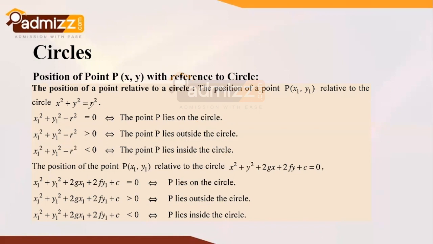So based on this, we can come to the conclusion of the position of a point with reference to a circle. Now, if the equation of circle is of this particular format, that is the general equation, we are going to take similar steps over here: if the simplification is 0, then it lies on the circle. If the simplification is greater than 0, it lies outside the circle. And if the simplification is less than 0, it lies inside the circle. So these are a few of the fundamentals which we need to look at, wherein the position of a point relative to a circle is discussed.